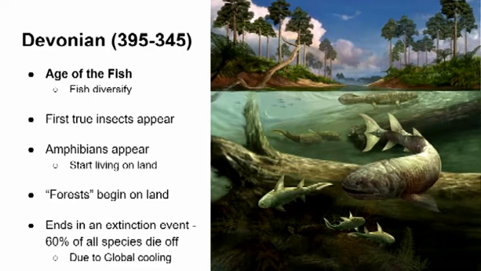And then this period is also going to end with an extinction event. So about 60% of all species are going to die off during this time. And this is again going to be due to global cooling. The temperatures just get too cold for species to survive.